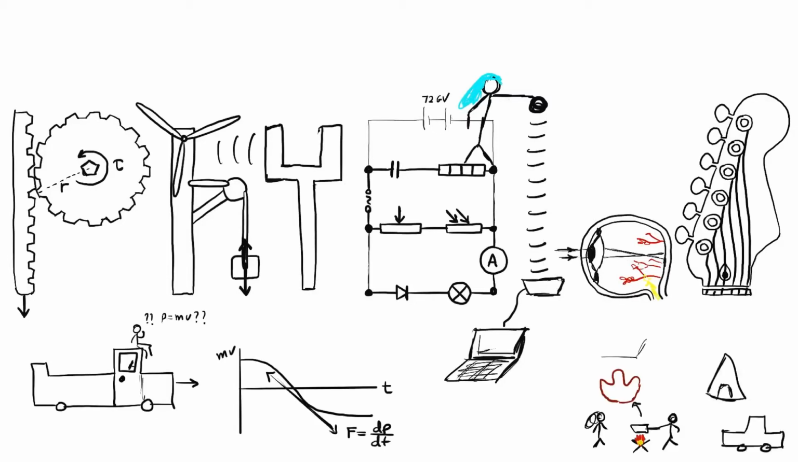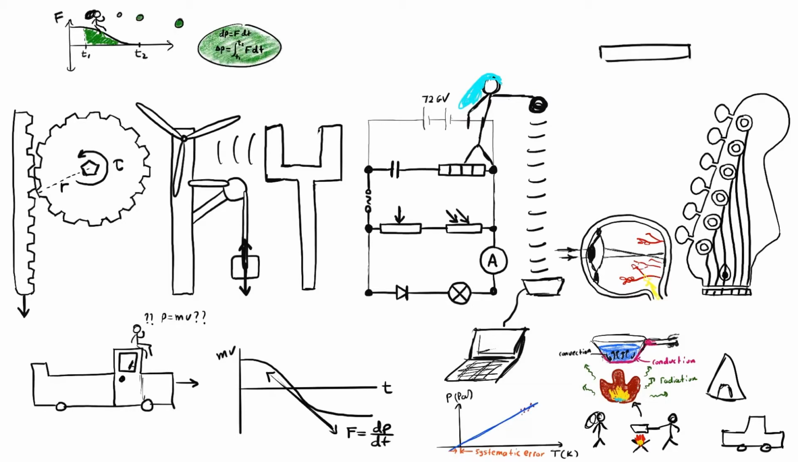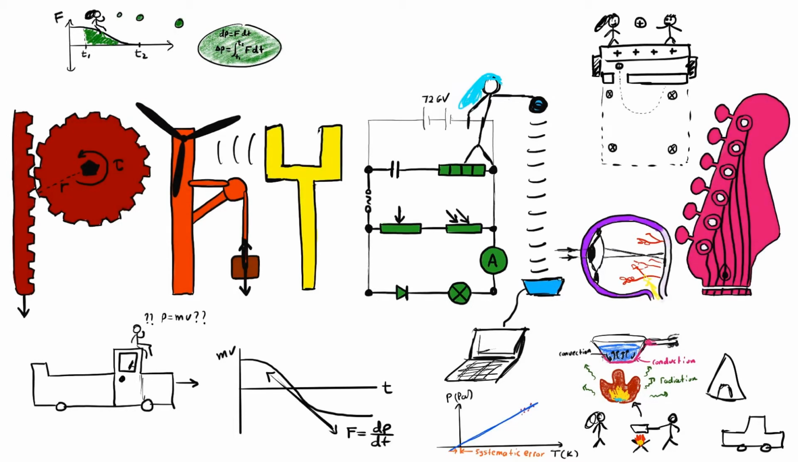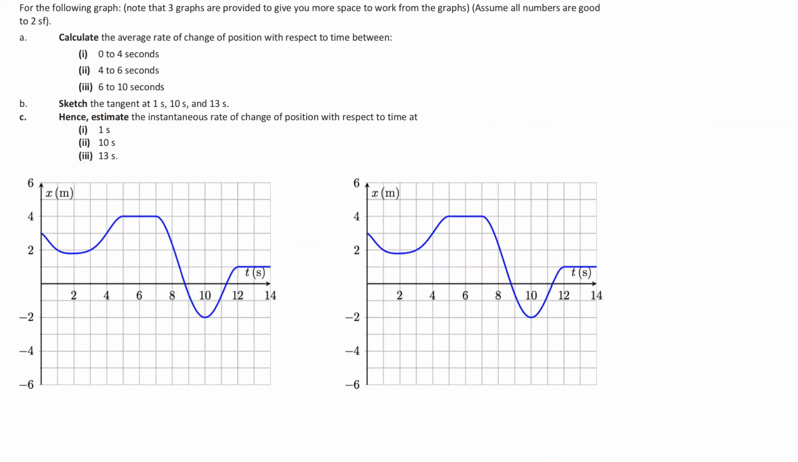Hi everybody, this video will have some practice questions on basic usage of tangents in physics. For the following graph, or this is the same graph drawn many different times because we have different parts to the question, assume that all numbers are good to two significant figures or two significant digits.